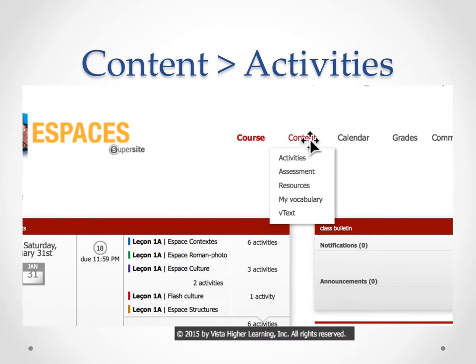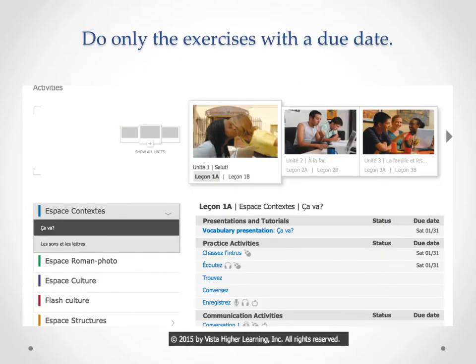So when you click on content here on the first page, you will see activities, assessment. Assessment will send you to the quizzes that do not count for the final grade, as I said. Click on activities and you will find this page. This is the menu. Here on the left, you have Espace Contexte, Espace Roman-Photo, Espace Culture, Flash Culture, Espace Structure. These are all the sections of your activities. So we click on the first one, Espace Contexte.